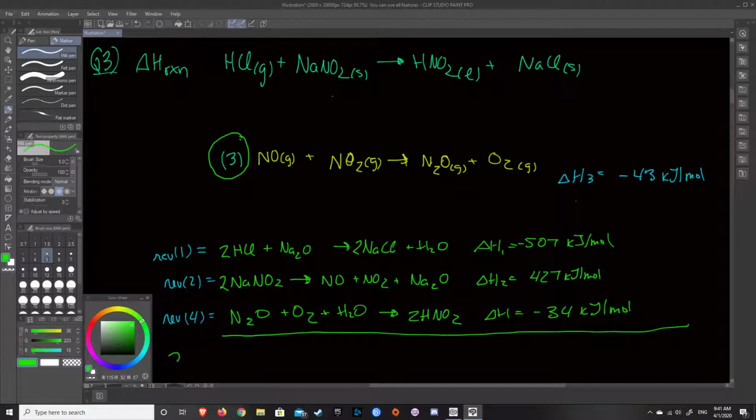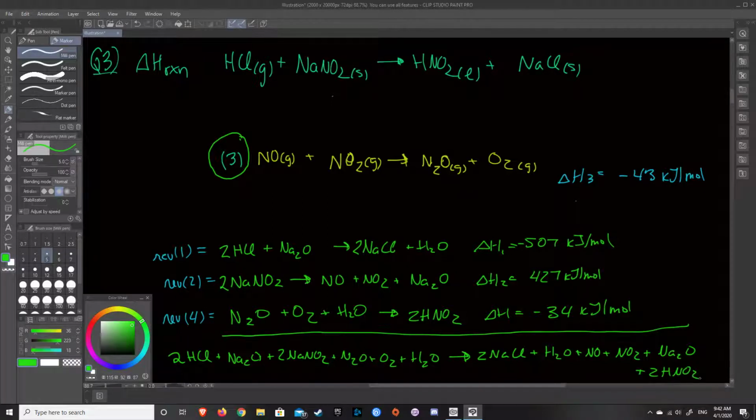So we get 2HCl plus Na2O forms, plus 2NaNO2 plus N2O plus O2 plus H2O reacts to form what's on the right: 2NaCl plus H2O plus NO plus NO2 plus Na2O, and then finally plus 2HNO2.